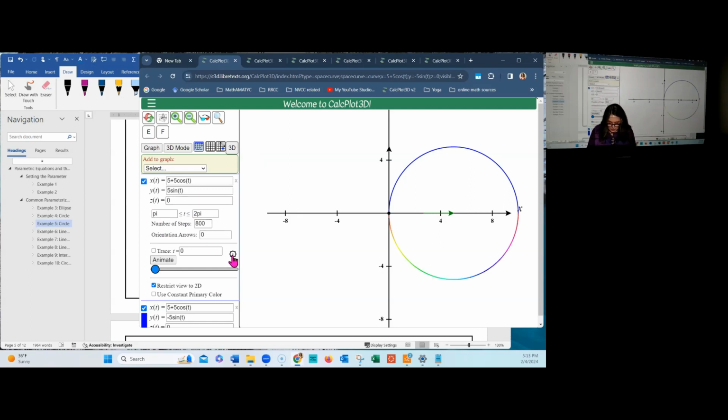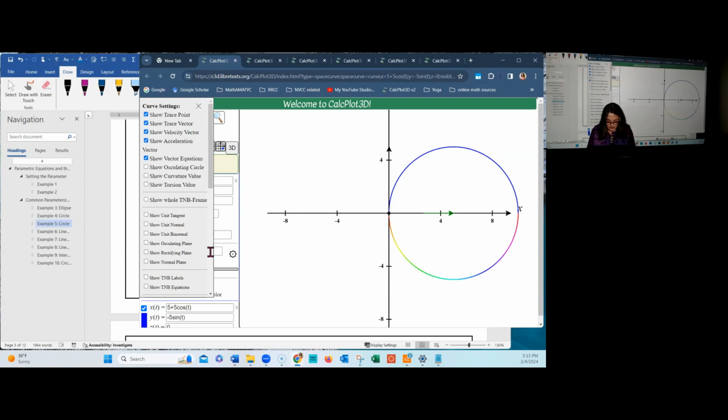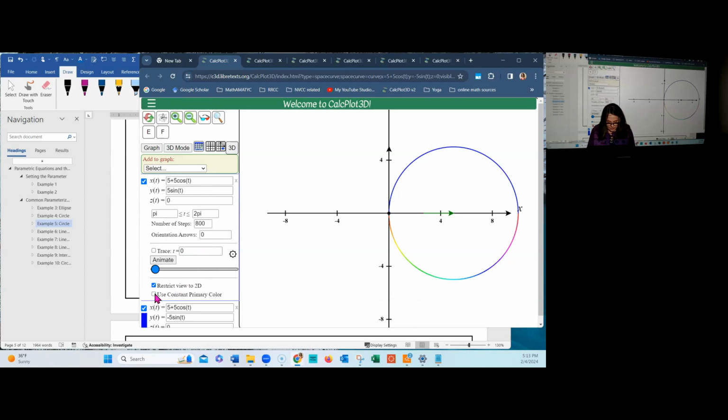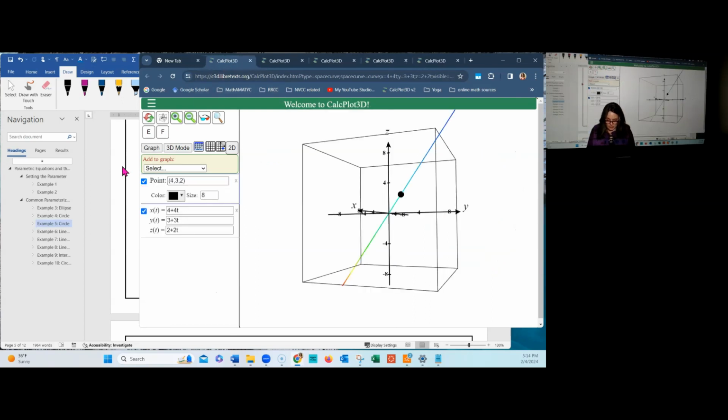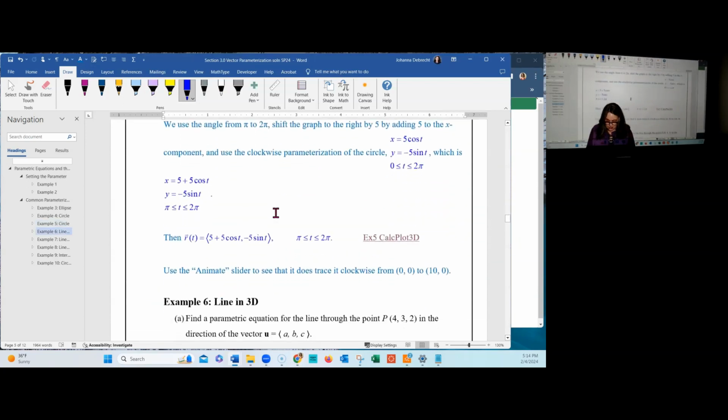And I'm going to tell it to graph it in a different color. Notice that I clicked on the gear symbol. First thing I want to do though is click use constant primary color. And then notice how it popped up this blue bar. I can click in the blue bar and it gives me the option to choose a different color. So I'll plot in hot pink. All right, so you can see it right here. Now let's trace it and see if it goes from the origin over to 10, 0. And it does.